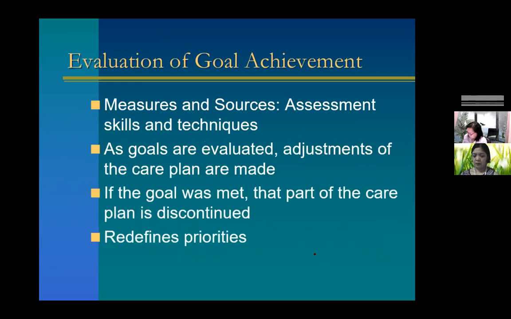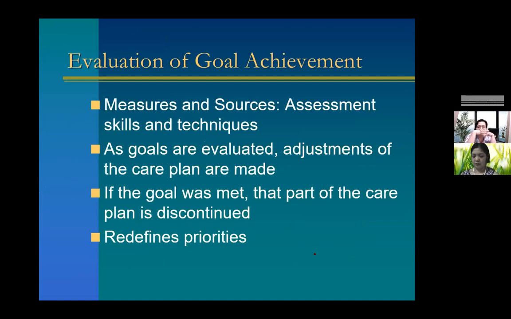So evaluation of goal achievement. So we have to, diba sabi natin kanina sa planning, you have your SMART. There's specific, measurable, attainable, realistic, and time-bound. Okay? So it can be done by measures and sources. Ano yung measure and sources? Ito yung vital signs mo, ito yung mga laboratory findings mo. Okay? So, yun yung mga measure and sources.